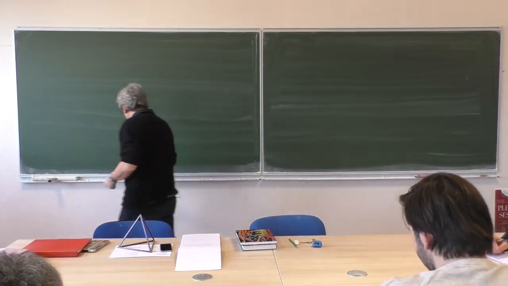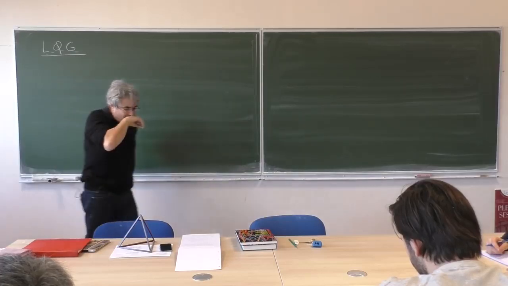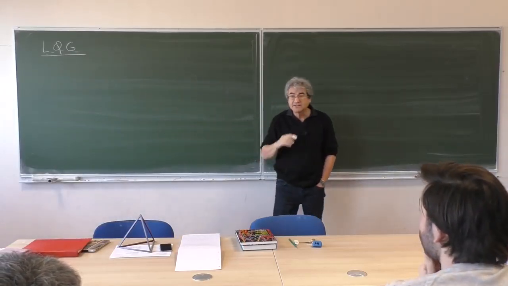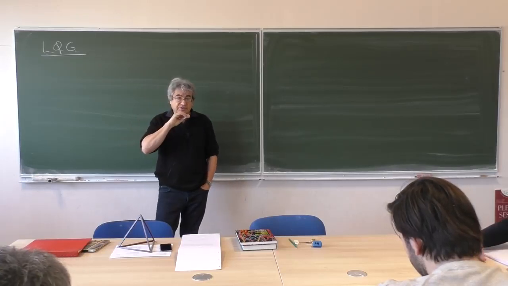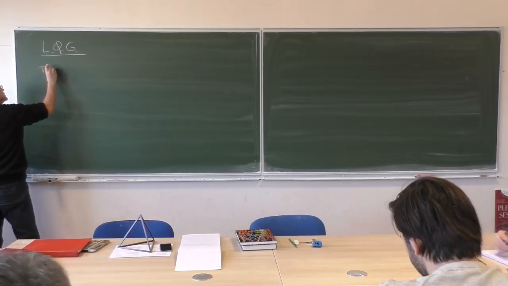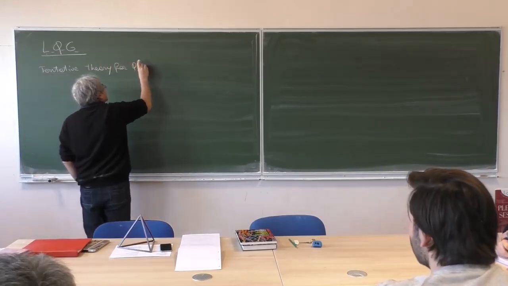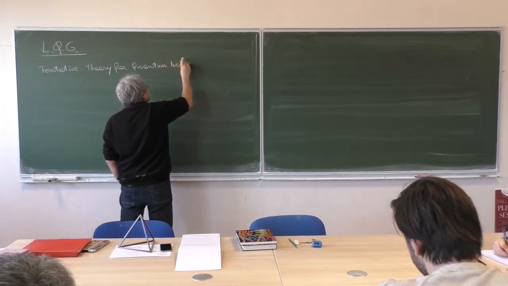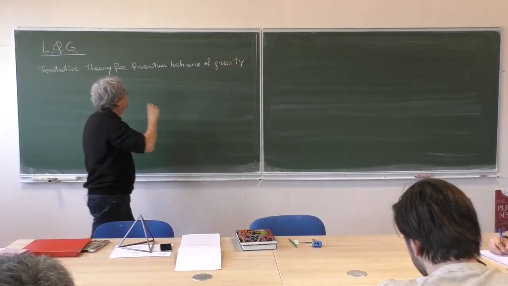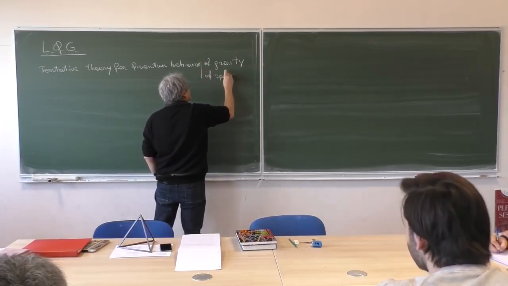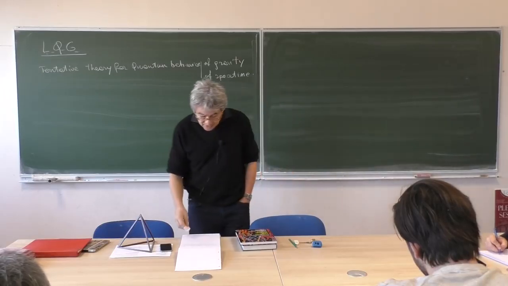Let me start. So loop quantum gravity, that's what we're talking about. LQG. What it is: a tentative theory for describing the quantum behavior of the gravitational field. A tentative theory for the quantum behavior of gravity, which, since we have learned from Einstein, is also the quantum behavior of spacetime, in a sense which is important to clarify, and I will clarify at the beginning. Why is it tentative?